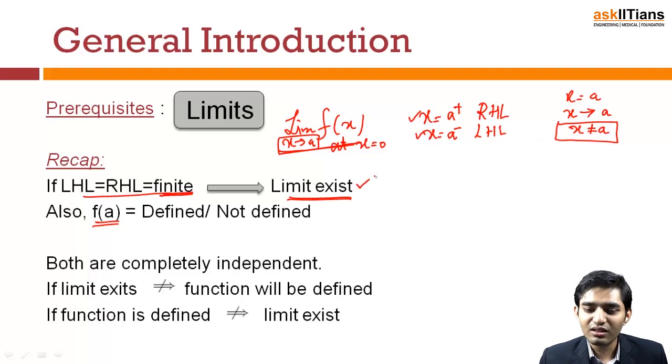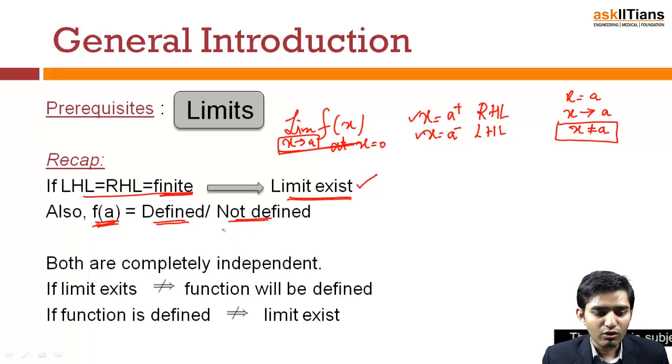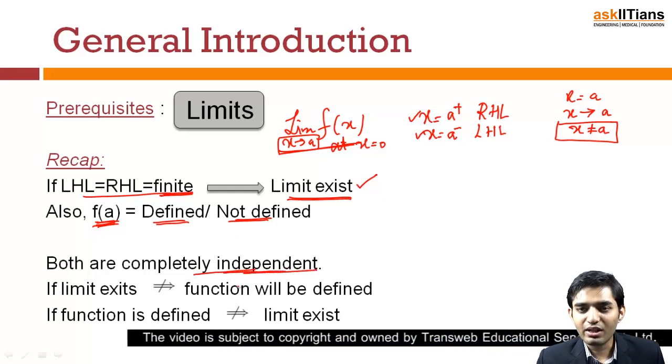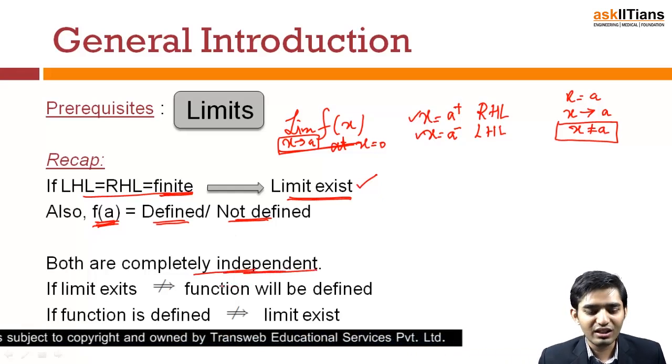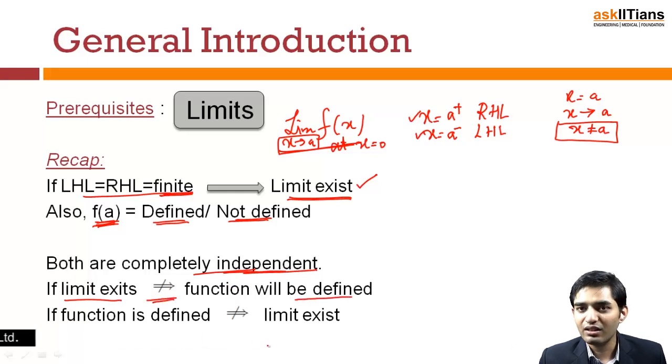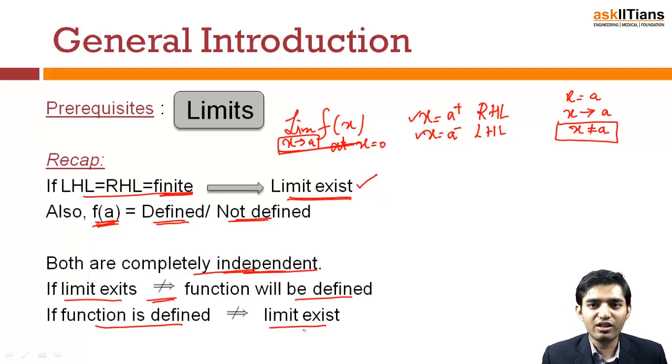So limit is defined for x approaching a, and the value of the function is for a fixed a, right? So f of a will either be defined or it will not be defined. F of a is nothing but the value of the function, and both of them are completely independent. Why am I saying completely independent? Because if limit exists, this does not imply that the function will be defined, and vice versa. If the function is defined, this does not imply that the limit will exist, right? Both of them have no correlation between them.